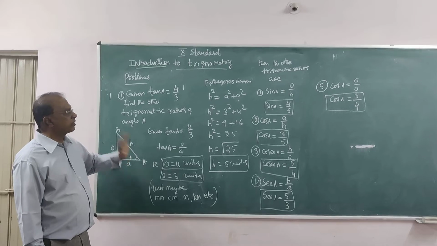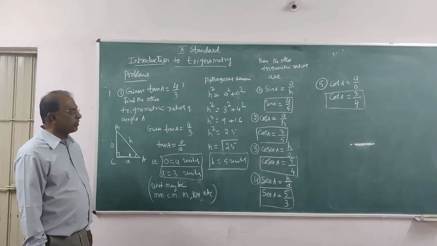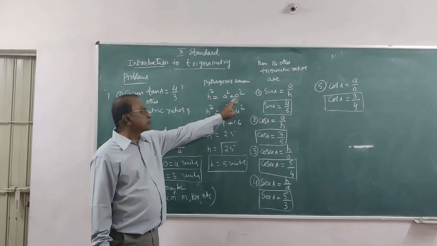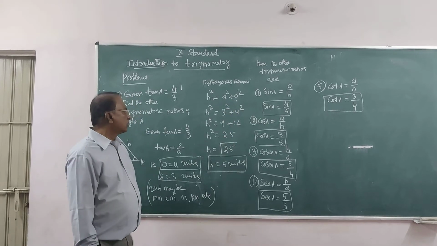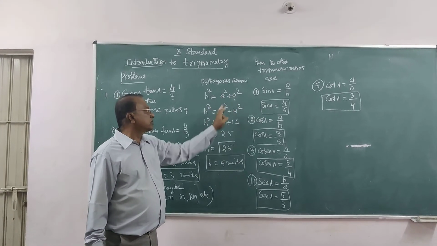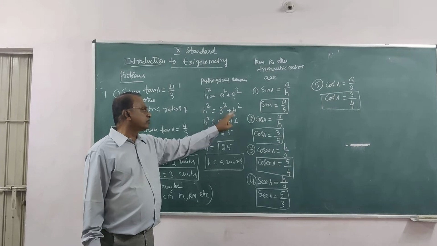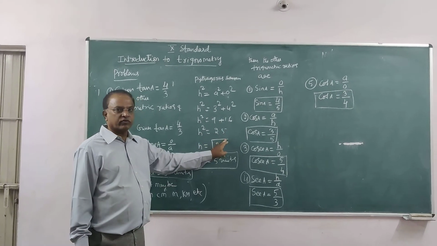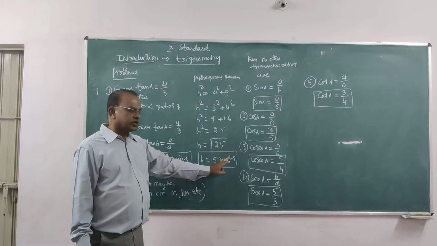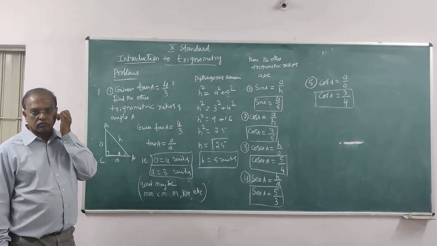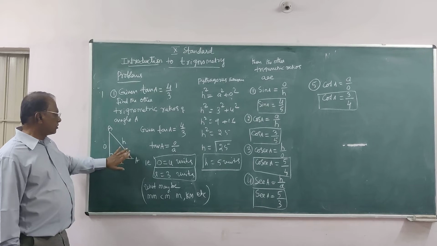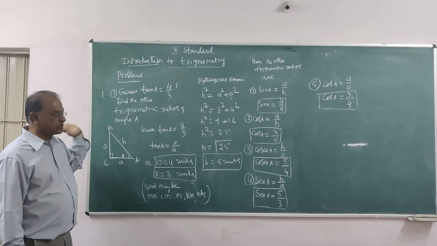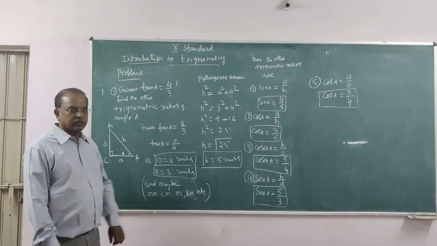Using the Pythagoras theorem, it can be evaluated. Look at this evaluation formula. Put the values and simplify. H square is equal to 25, H is equal to root of 25, that is 5. What is that? 5 units. Now we know the length of all sides in terms of fixed units.